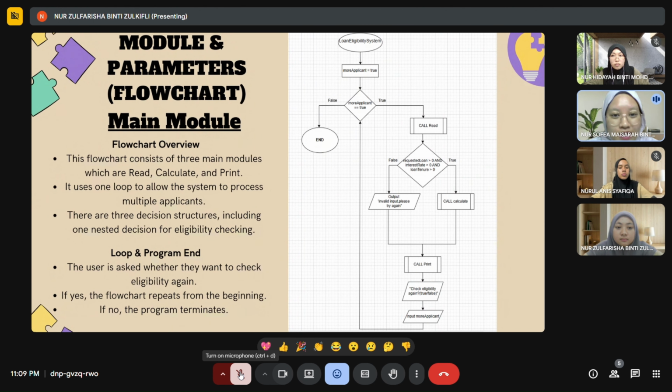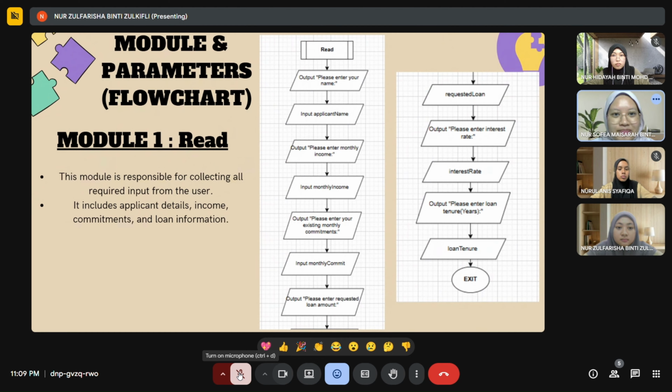The program is divided into several modules to improve clarity and organization. Each module is responsible for a specific task such as reading input, performing calculations, and displaying output. This modular structure simplifies the program flow and makes the logic easier to manage and understand. Now I will pass to the next presentation, which is Hidayah.